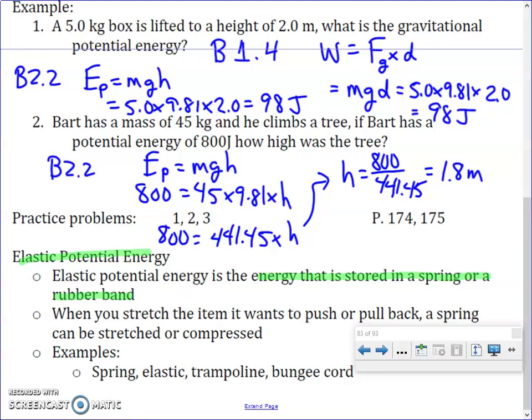The spring can be stretched or compressed. Notice you can stretch a spring. You can also compress it. And the examples are like a spring, elastic, a trampoline, a bungee cord.